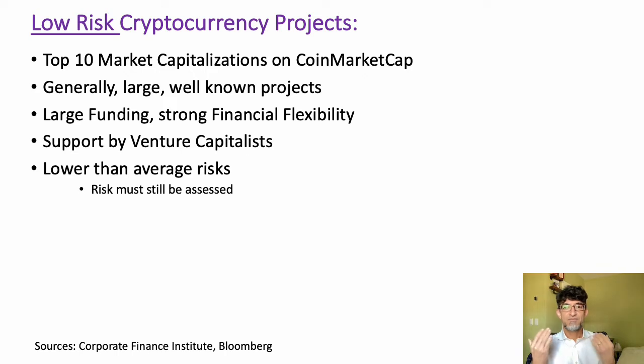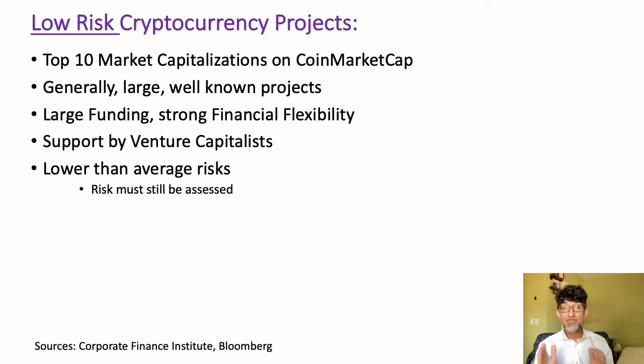Maybe I shouldn't say, I was going to say Ripple, but that's probably a risky one. Solana and Ethereum. These are large, well-known projects. They have strong funding. Some of them have as much as $500 million in funding from VCs or from their ICOs. And speaking of VCs, there's a lot of support by venture capitalists, including Mark Andreessen. And so they have lower than average risk.